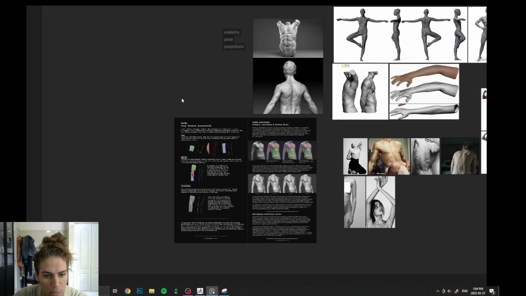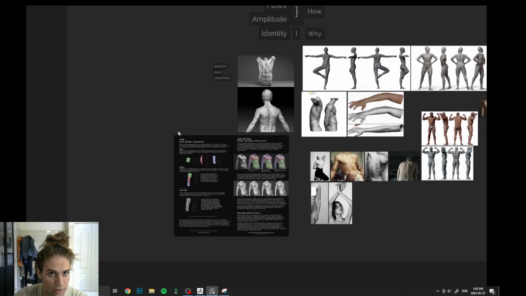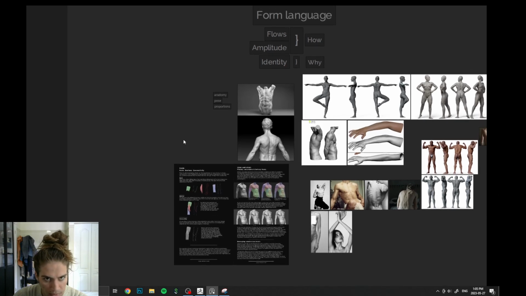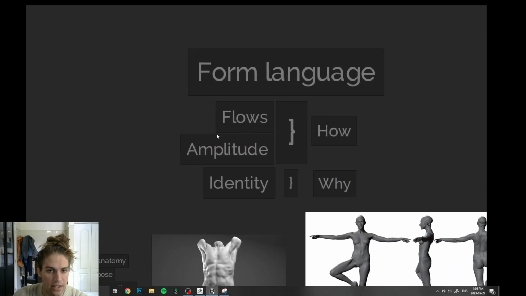I already made a post on ArtStation about this. I talked about it before, but if you haven't read it, you can go read that. It talks about flow, amplitude, and identity, but I'm gonna try to push the discussion a bit further here and try to talk about it again. So let's just start by speaking about flows.